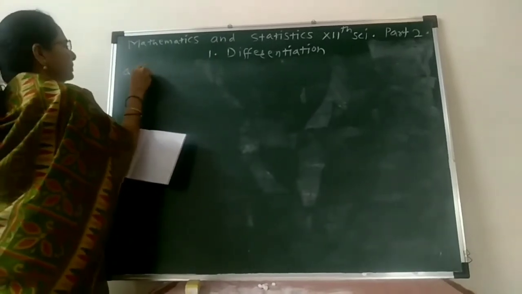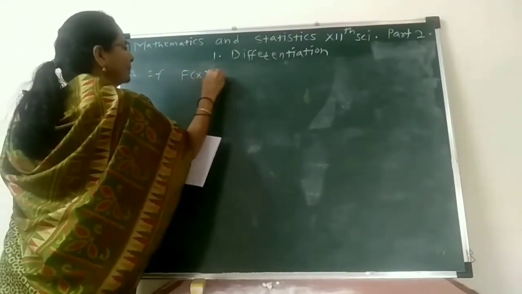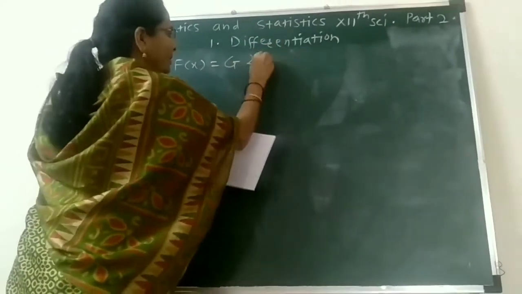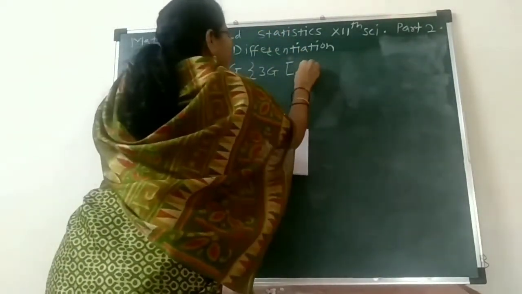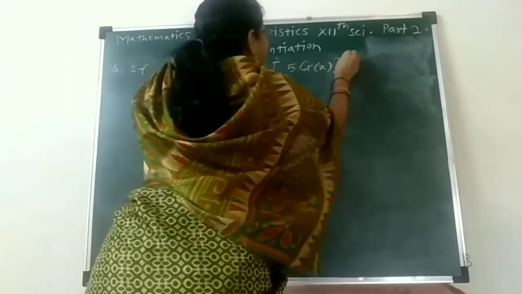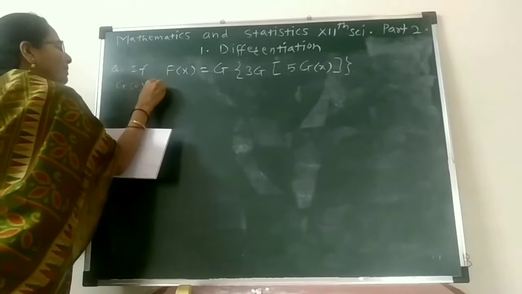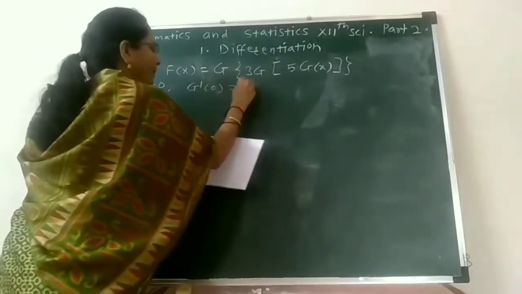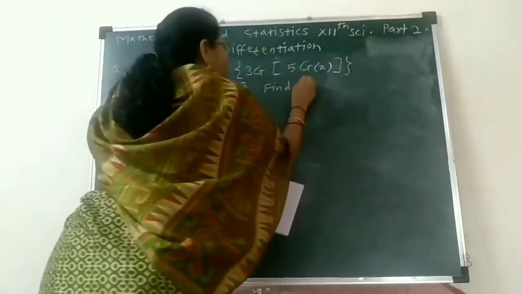Question: if f(x) is equal to g(3g(5g(x))), g(0) equal to 0, g dash 0 equal to 3, find f dash 0.